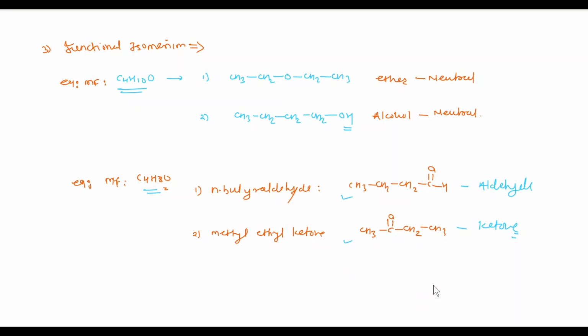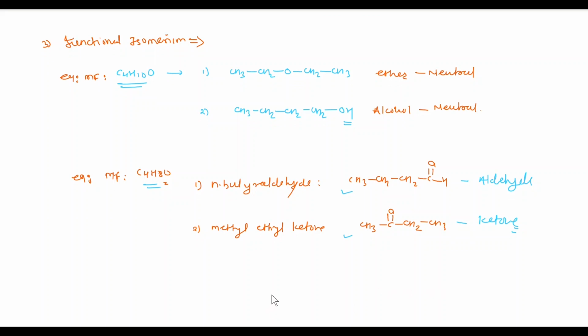The next important type of structural isomerism is metamerism. Let us see it.